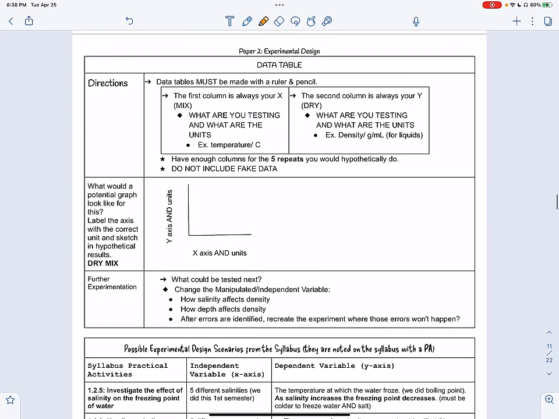Okay, and then for data table, you're going to do this with a pencil and a ruler, of course. The first column always goes X and Y. So this is going to be your X. This is your dependent variable, what you are testing. Include units, because data table questions are only like 2 marks, and you're going to lose that mark if you don't have units. The second one is your Y axis. I realized that I copy and pasted this today in class. This is not what you're testing. This is what you are measuring.